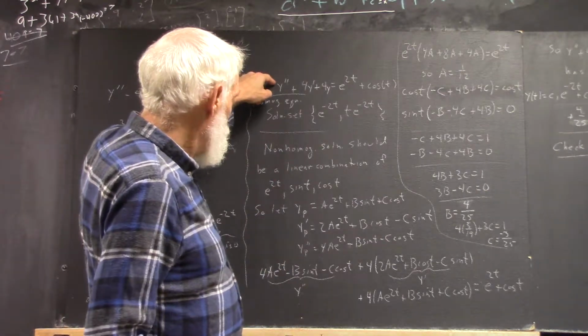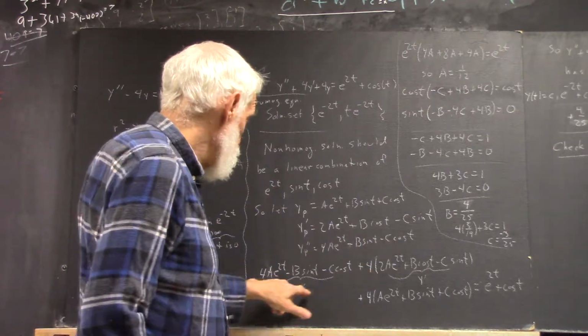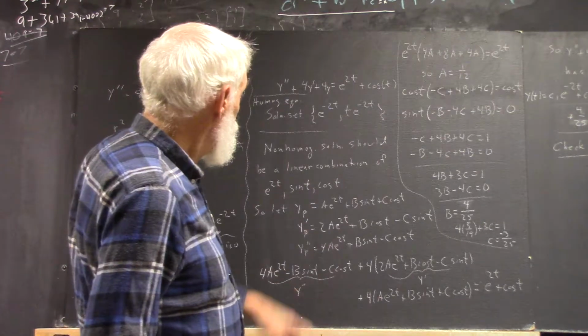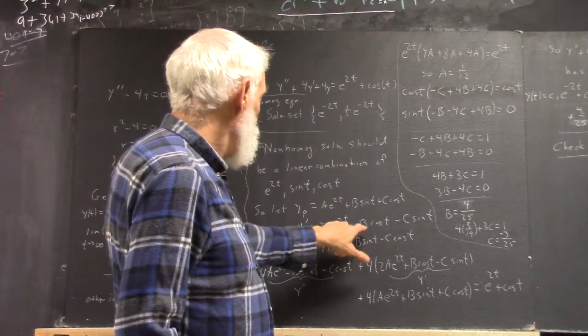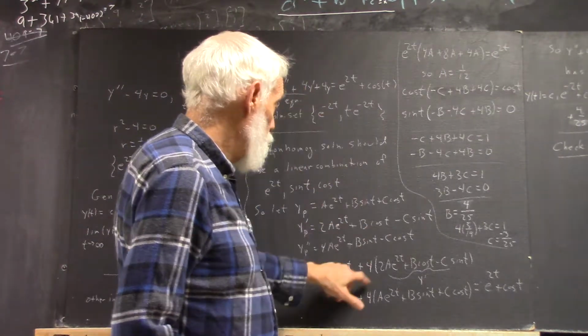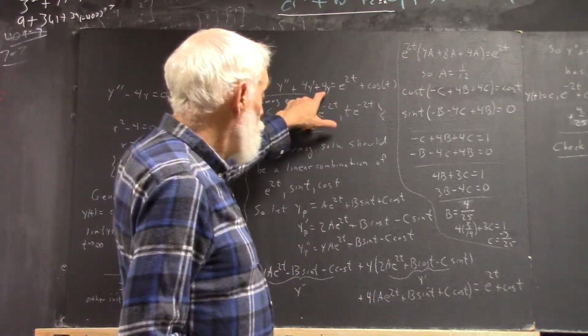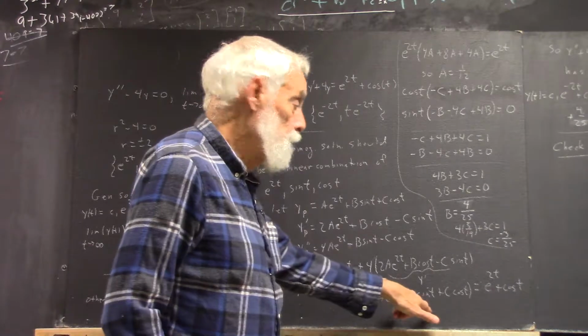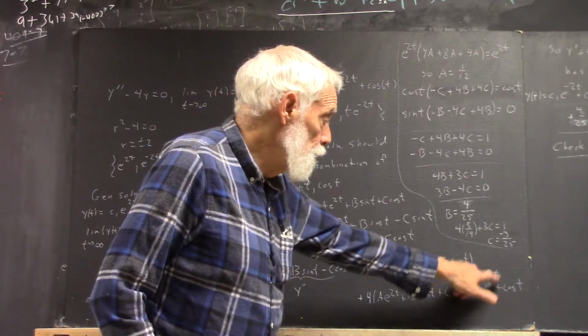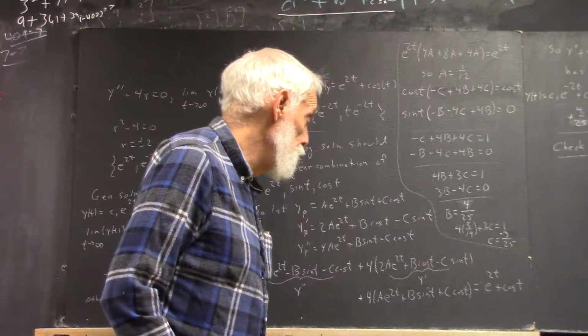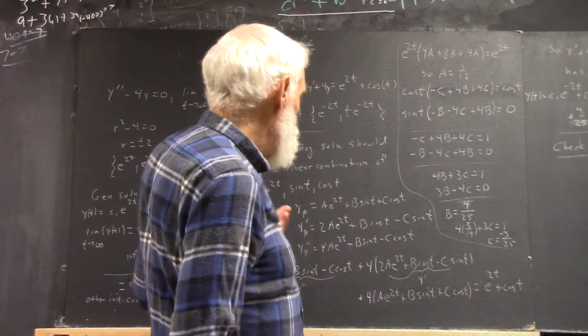And then what you end up with, your y double prime, of course, is going to be this expression, which I've got right here. And your y prime is going to be this expression. Now we got 4y prime, so we'll have 4 times the expression for y prime, and then a 4y. So 4 times the expression for y has to equal e to the 2t cosine t. Okay.